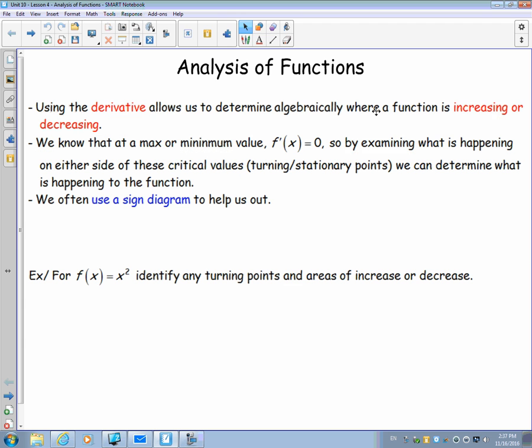If we look to the left or right of those points, we can often figure out if our function is increasing to a maximum and then decreasing, or decreasing and then increasing. And we call these points turning points or stationary points, maximums and minimums. One of the best tools for this is using a sign diagram, kind of like we did in higher functions, but with a slight difference to it.